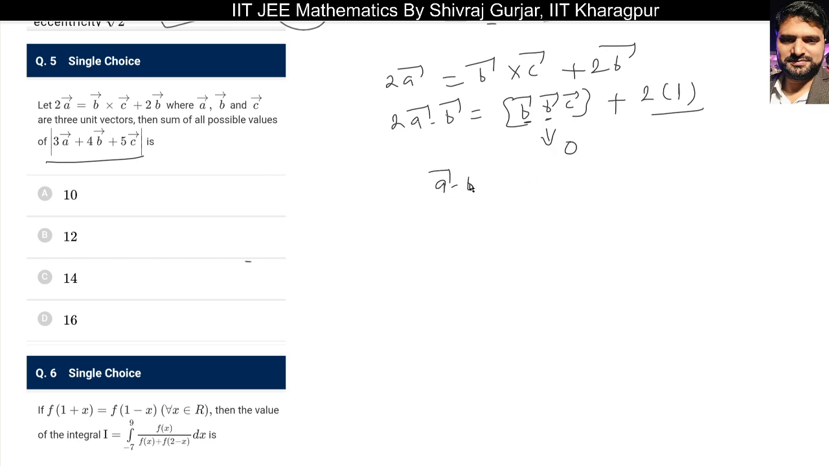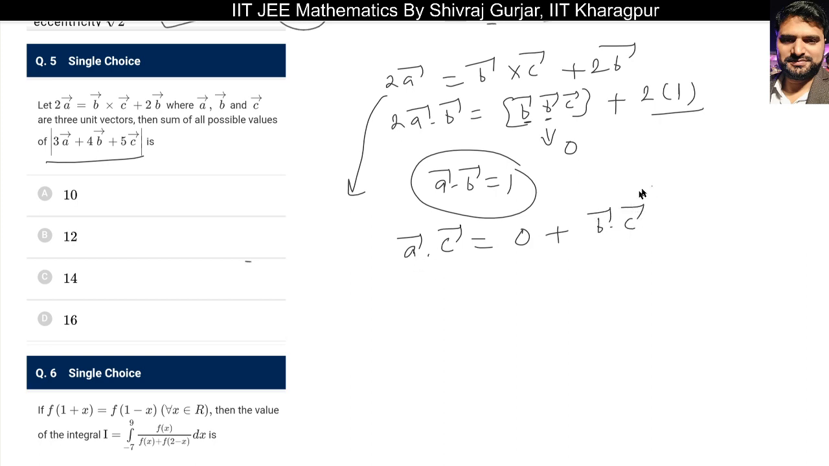So we have A dot B is equals to 1. Okay. Now if we dot multiply that by C, then this will again be 0 and this will be B dot C. So A dot C is equals to B dot C. Now what we are asked is, dot A, here asked 3A vector plus 4B vector plus 5C vector.